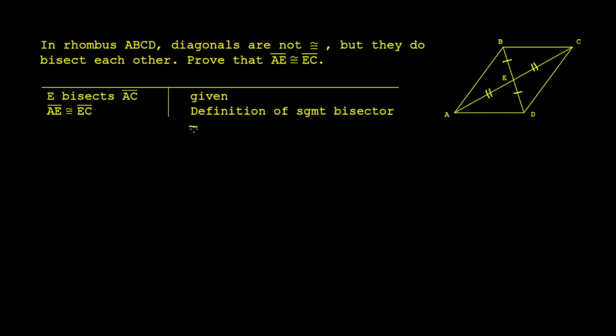You could also say, if E is the midpoint of AC, then AE is congruent to EC. This second one, if then, is what you'll say at the beginning of class. Definition of segment bisector is what you'll say after you've been in class for a while. You can ask your teacher when to use each one.